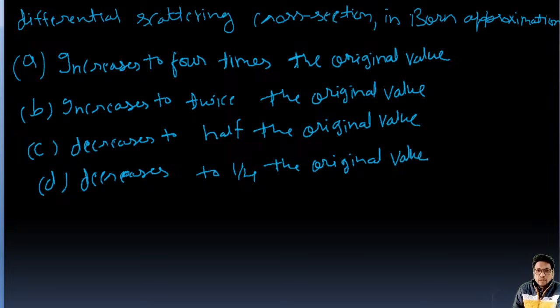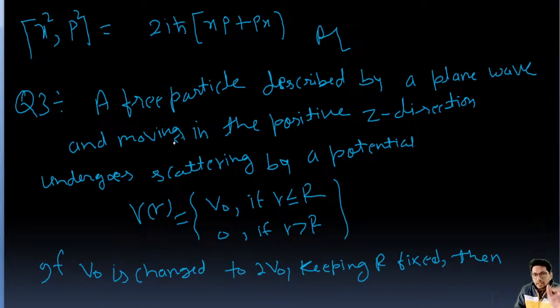So the question is, there is a free particle which is moving, described by a plane wave in the positive z direction, and it undergoes scattering by a potential. The potential is V(r) equal to V naught if small r is less than or equal to capital R, or V(r) equal to 0 if r is greater than or equal to capital R. Now what is done is, V naught is changed to 2 V naught, so we have increased the potential 2 times, keeping R fixed, R is constant.